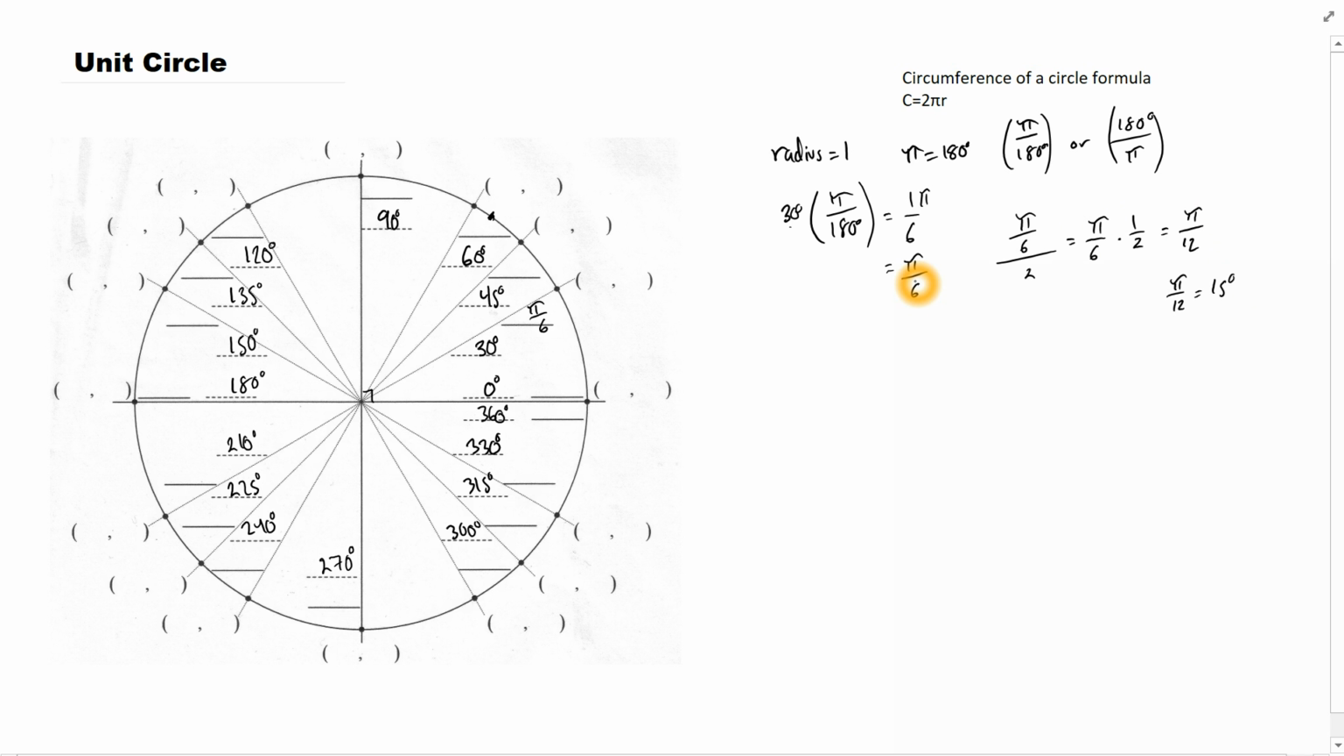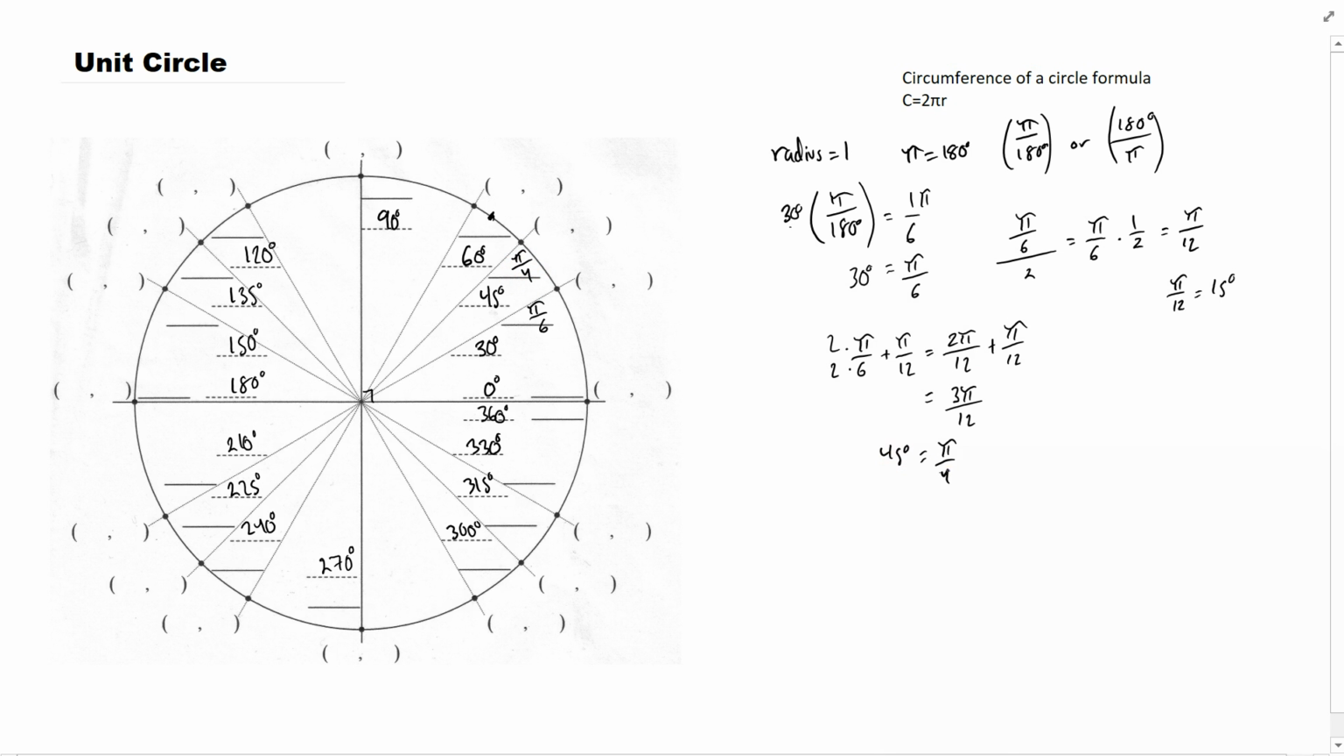Now this is 30 degrees, and if we add 15 to 30 degrees, that gives us 45. So let's add pi over 12 to get 45 degrees. We have to have the same denominator, so we multiply by 2 and have 2 pi over 12 plus pi over 12. Now we have 3 pi over 12, and if we simplify, that gives us pi over 4, which is equal to 45 degrees.